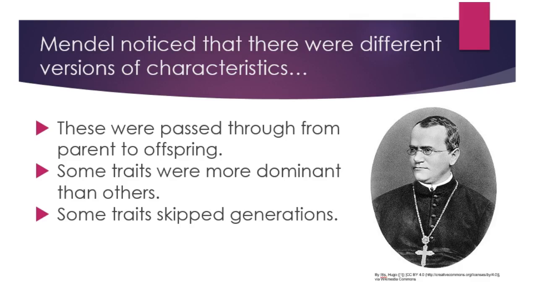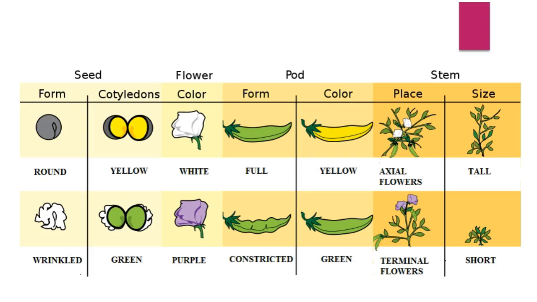Now, he noticed a few things. He realized that traits were passed from parent to offspring, but some were more dominant than others. Some traits skipped generations. Here's a few of the things that Mendel noticed.